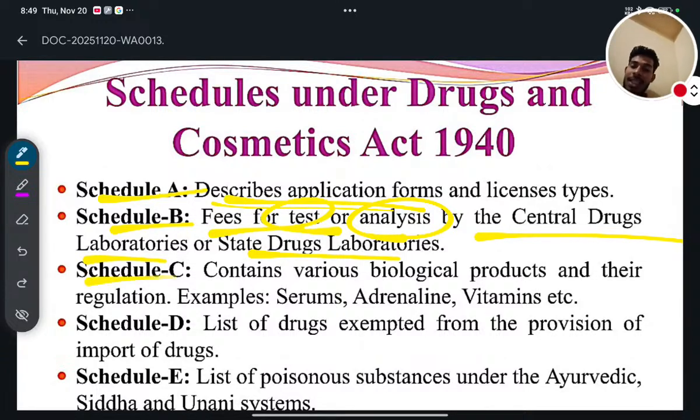Okay. Next, Schedule C. C contains various biological products and their regulations such as serum, adrenaline, vitamins, etc.